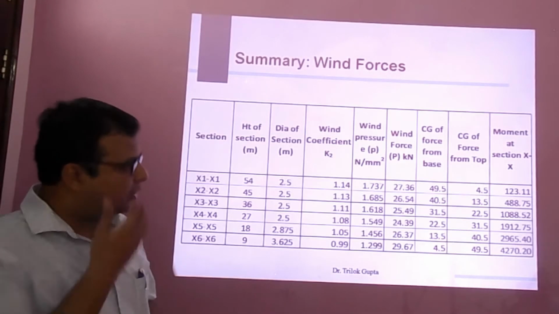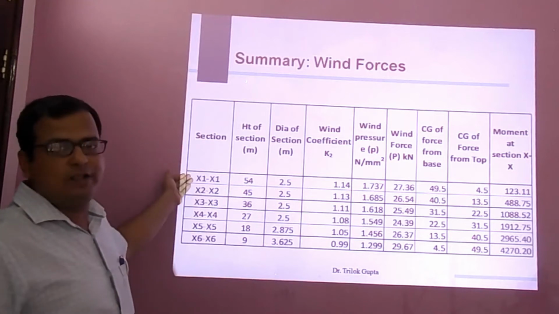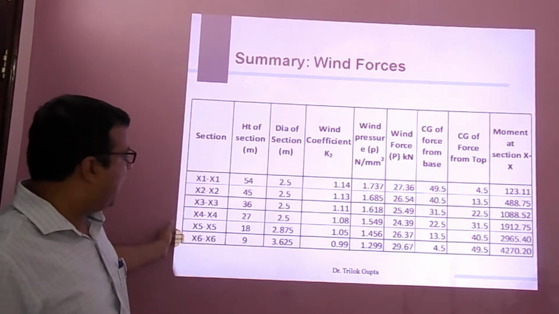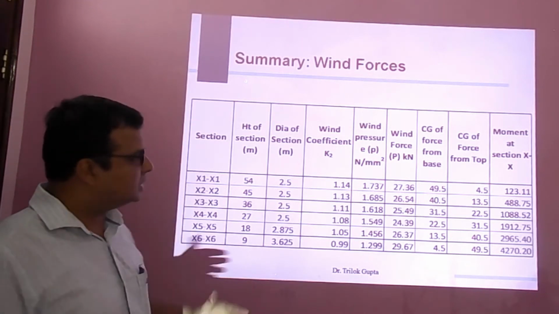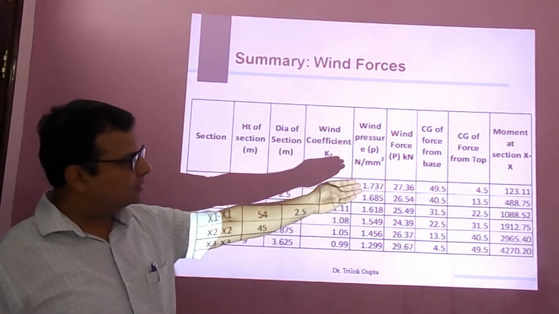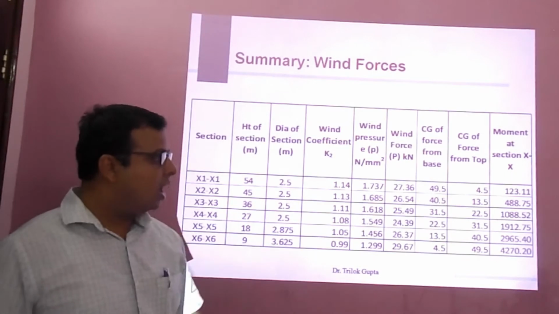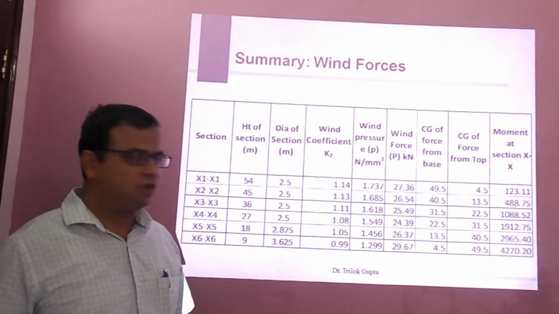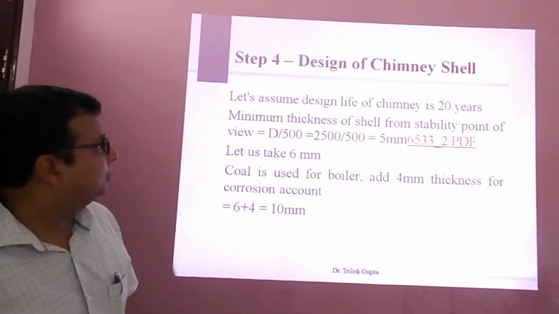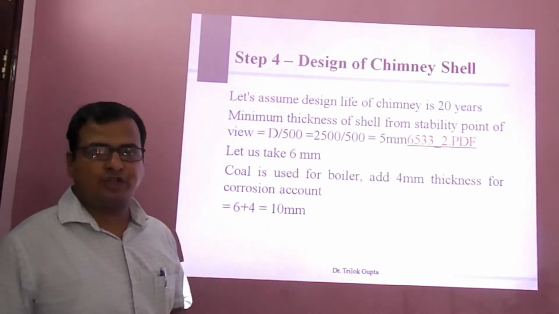Now this was the summary of forces and we have divided our chimney into 6 parts of 9 meter each, and this is the moment at section XX, so 123.112, at the base it was 4270.20. Now we have to design our chimney.